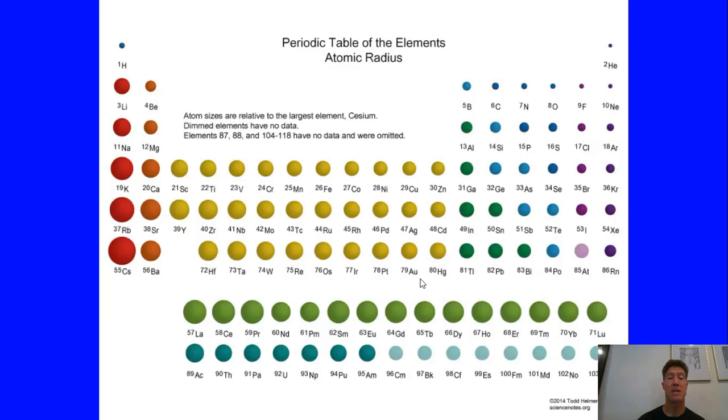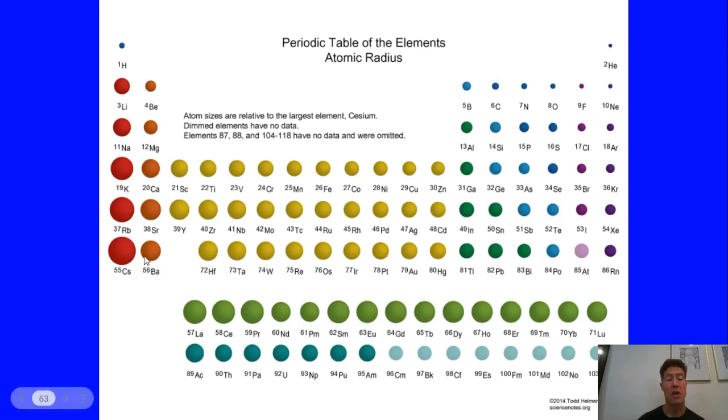So trends in atomic size. Well, if you look here, they've picked cesium to be the largest element. It is here, and then they've made every other size relative to the size of cesium. And as you can see, everything that isn't cesium is smaller. And you can see this trend that even along a row, the atoms get smaller and smaller and smaller. So cesium is the largest element, at least in this chart, and helium is the smallest.